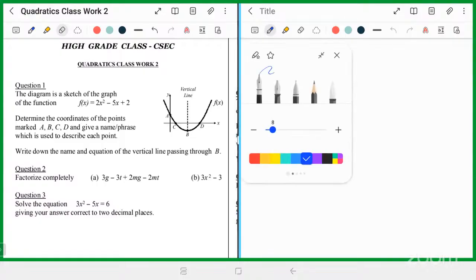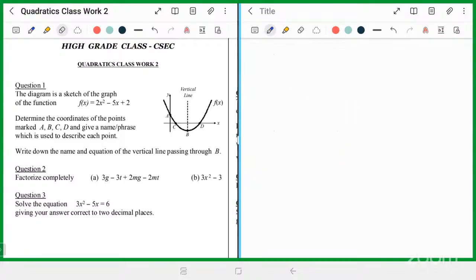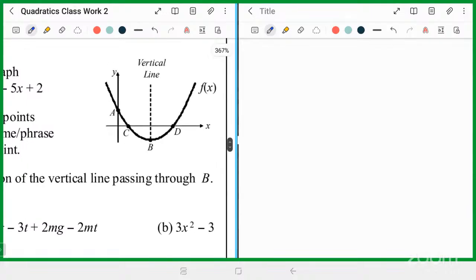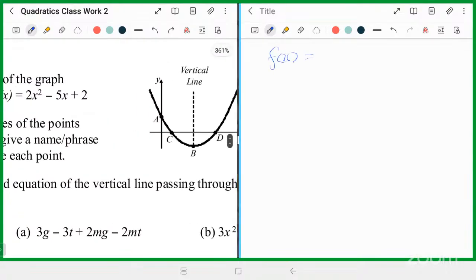So the function they gave us is this one right here, and they want us to tell them the points A, B, C, and D. So I'm just going to name them and then work out the coordinates for each one. The first point is this one, A, and that clearly is a y-axis intercept. So the function is f of x equals 2x squared minus 5x plus 2.